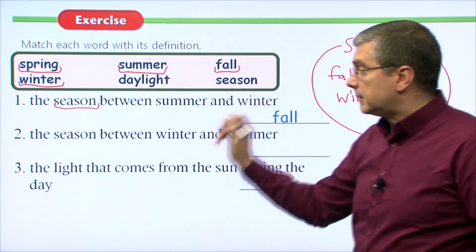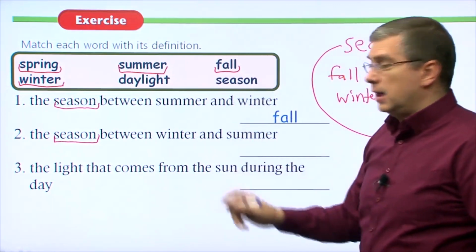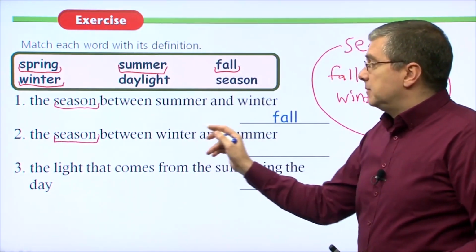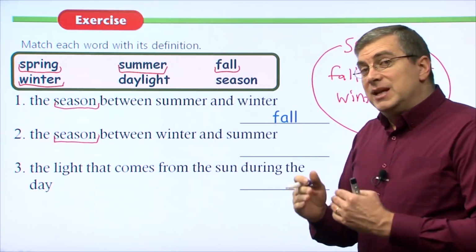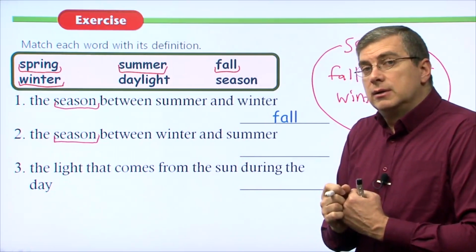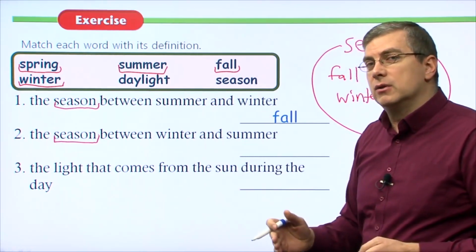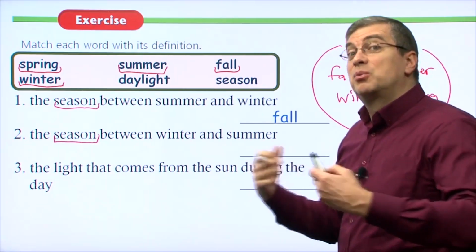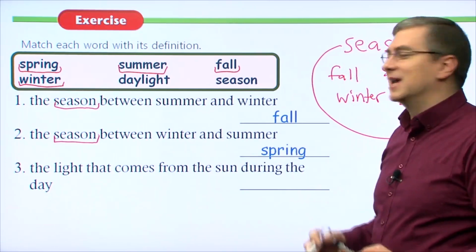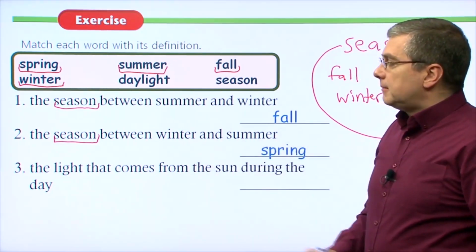Number 2, the season. So again, we're looking for one of these 4 words. We're looking for a season. In this case, the season between winter and summer. Okay, so after the cold winter and before the hot summer, we have a period in between those two. This is when life springs forward, right? So spring is our word that we need. Spring. Life springs out.